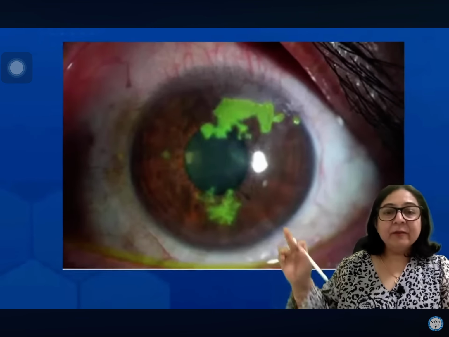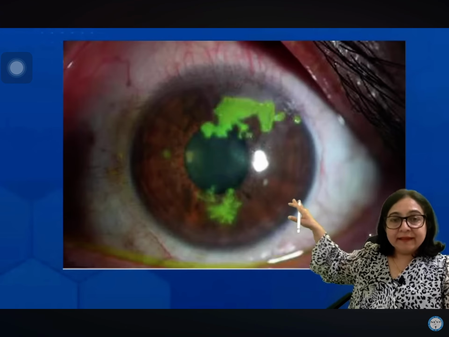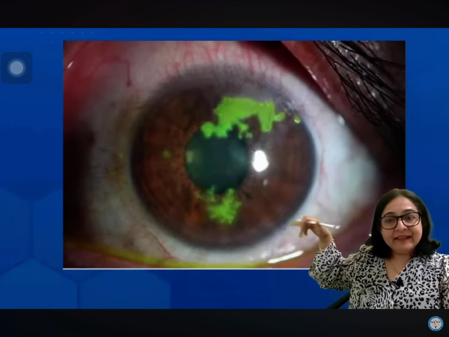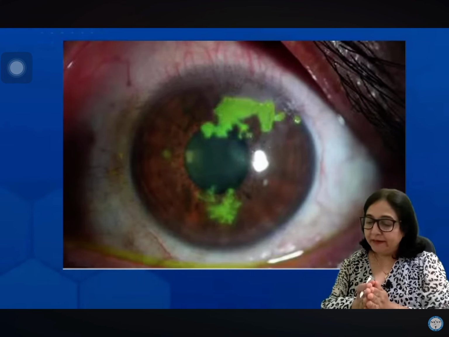And just to refresh your memory of how the fluorescent dye will stain the cornea. So this is the fluorescent dye, sodium fluorescein, which is used to stain corneal epithelial defects or corneal ulcers. When that dye stains the cornea, the stained area will appear green in color, and this is viewed under a cobalt blue filter.